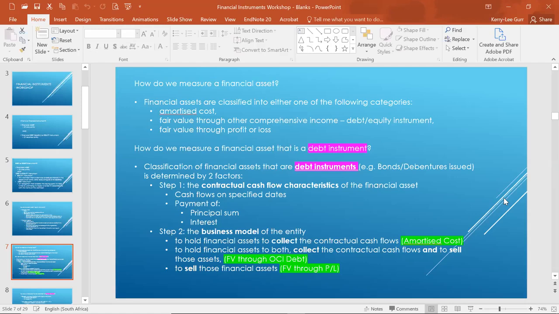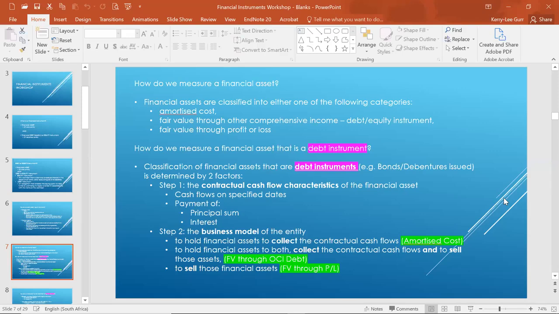That means they want to collect the interest and they want to collect the principal sum of that loan that they have obviously lent to someone, since we are looking at it from a financial asset point of view. If that is the intention, simply to collect the contractual cash flows, then we are going to use the amortized cost model. And you'll see that amortized cost table coming through, which you're already familiar with from first semester.